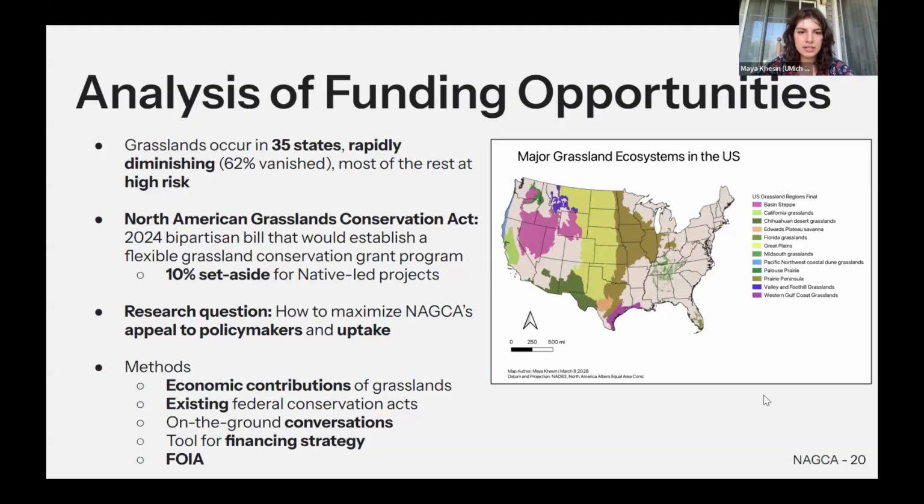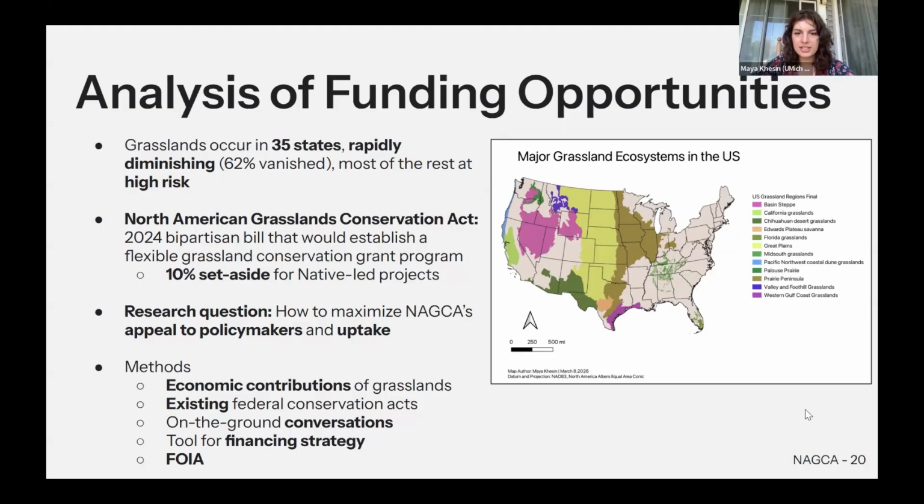It's a bipartisan bill that was introduced in the federal Congress in 2022 and 2024, and if passed, it would establish a flexible grassland conservation grant program with a 10% set aside requirement for native-led projects. That piece is really important because in my gap analysis, I found that a lot of existing federal conservation acts strongly disfavored native-led conservation by focusing on traditionally croplands, and actually some streams of funding did not apply to Native nations at all. So the set aside is a really important step.